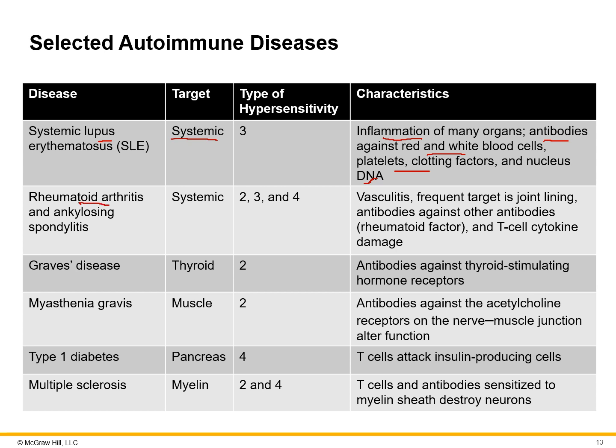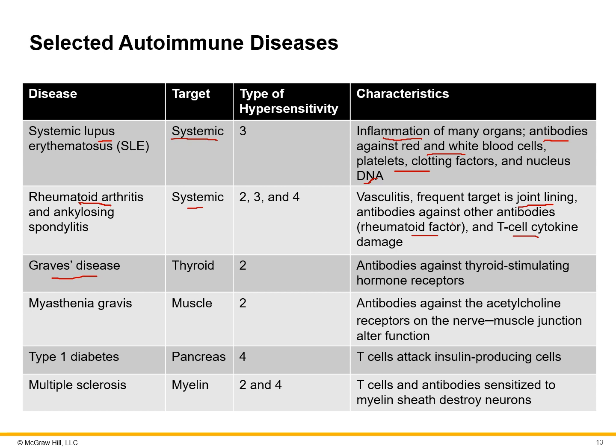Our next one, rheumatoid arthritis. Again, also systemic, multiple types here, so type 2, 3, and 4, so it can involve antibodies, the cell-mediated, the delayed, and what's happening here is where the joint lining is being targeted. So antibodies against other antibodies, so that rheumatoid factor, and we also get cytotoxic T cell damage from the activation of those and the binding of those antibodies. So here the antibodies are attacking other antibodies in our joints, and it leads to that immune response and inflammation.